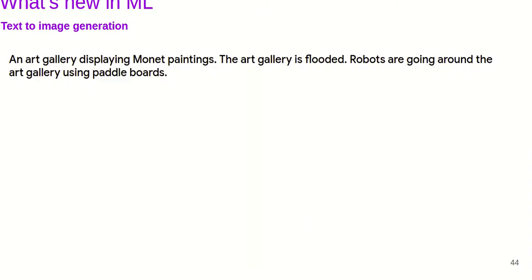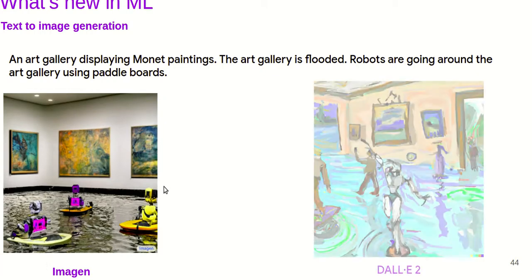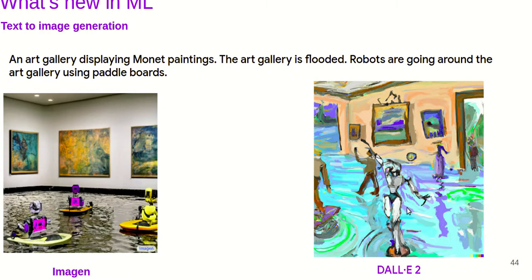Right, so let's take another example. We have a more complex sentence. Here we have an art gallery displaying Monet paintings. The art gallery is loaded. Robots are going around the art gallery using paddle boards. Right, so you can go crazy, and let's see how the models do. This is the caption, and this is the result from Imagen, from Google. We have this image, and this is from DALL-E 2. So we can see that even if we go crazy with the caption, it still gives us a response.